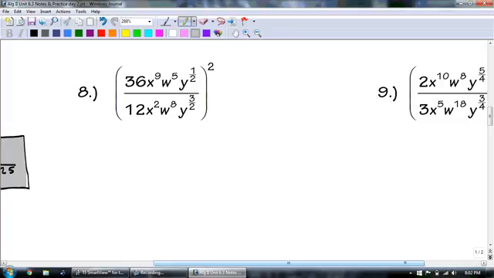So number 8, why don't you try to clean it up? See if you can do that. I know there are fractions there, but you can handle it. Okay, so clean it up. And when you're done, you'll have something over here raised to the second power. Pause that video and good luck.